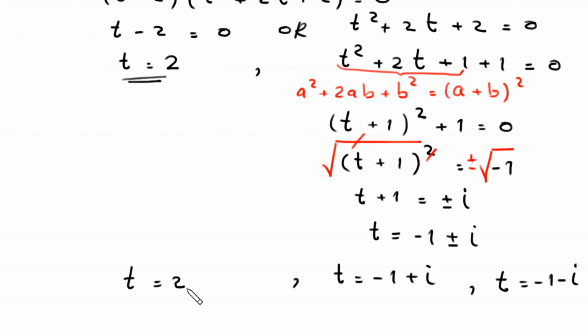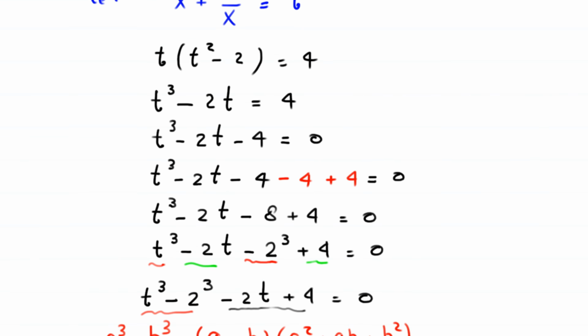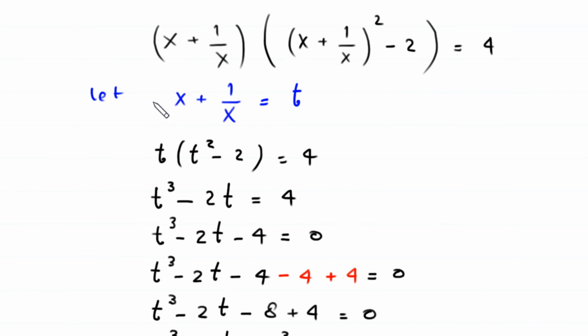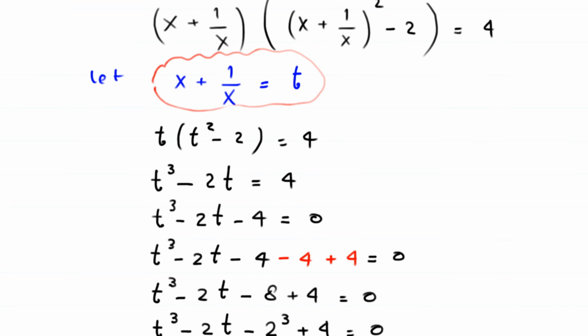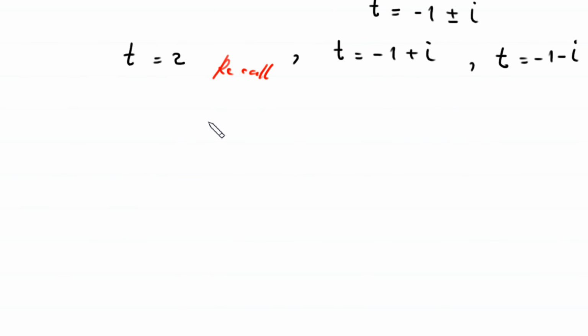To find the values of x, recall that we have supposed that x plus 1 over x is equal to t. So when t is 2, then this will become x plus 1 over x is equal to 2.